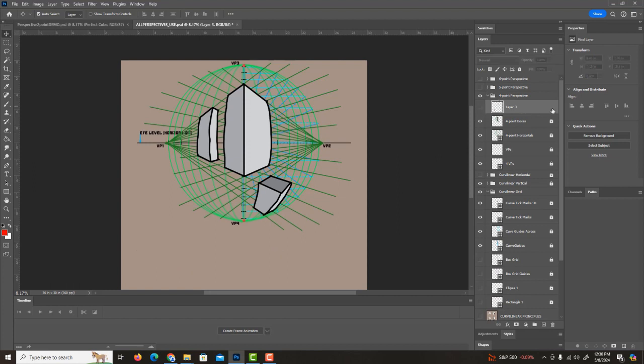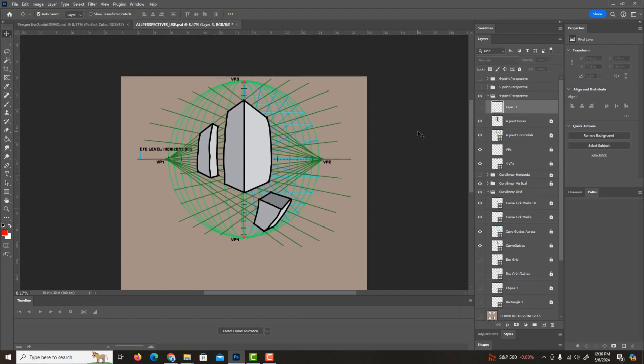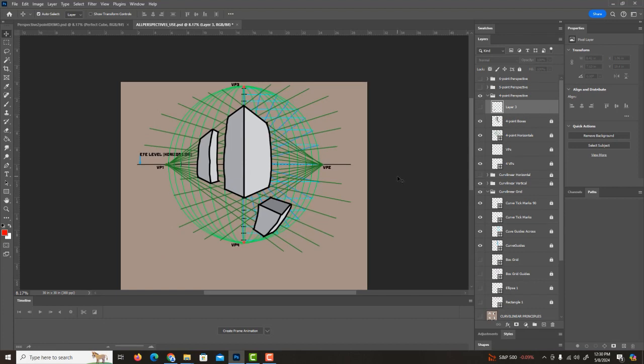So that's where four-point perspective comes into play. Four-point perspective is not three-point perspective with the top and bottom points. It is the viewpoint of three-point perspective, but is now taking into consideration the curvature of space.